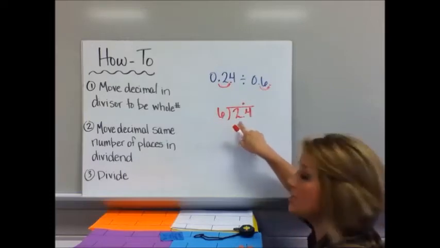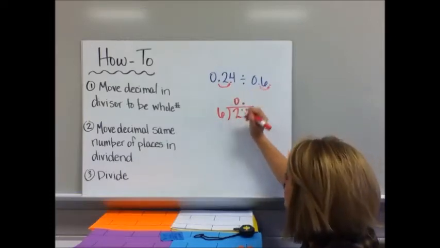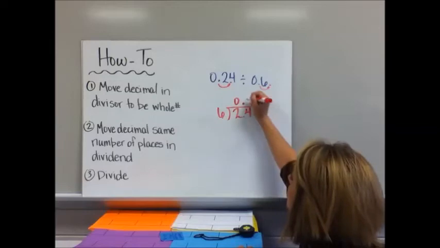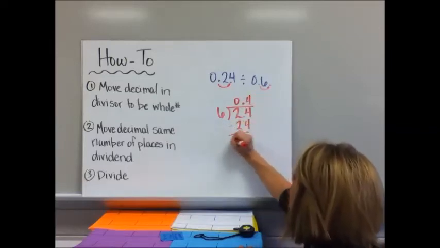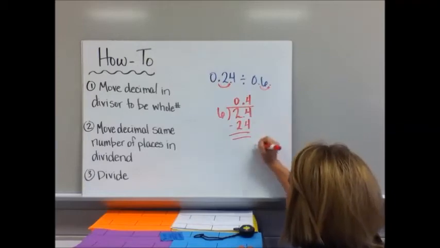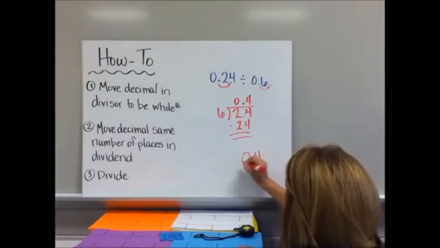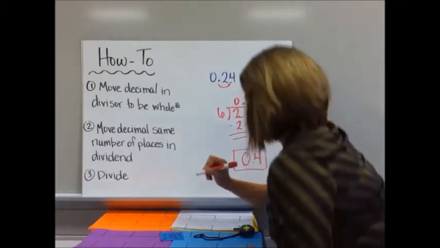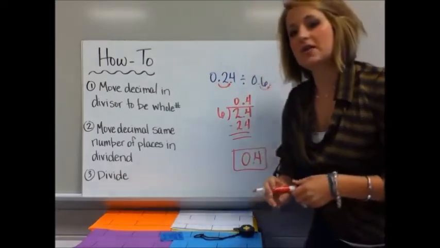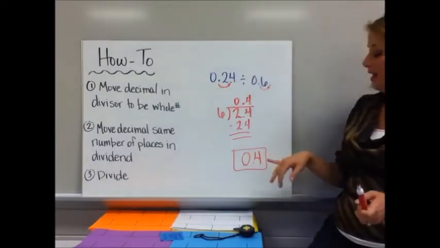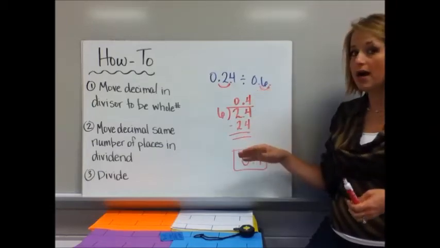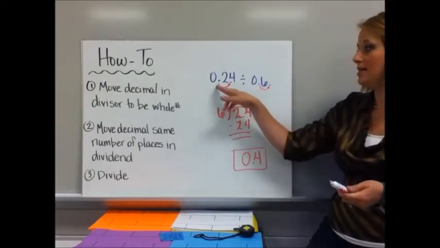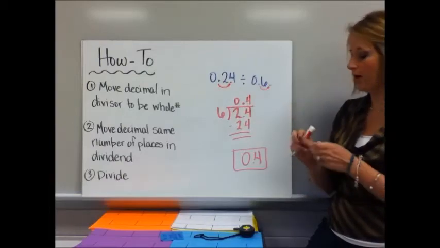6 goes into 2, 0 times. 6 goes into 24, 4 times. 4 times 6 is 24. Subtract. I get the remainder of 0. So my answer is 0.4. You can check these in your head by multiplying again. If I had 0.4 times 0.6, 6 times 4 is 24, and I would move that decimal over 2 places, making it 0.24.